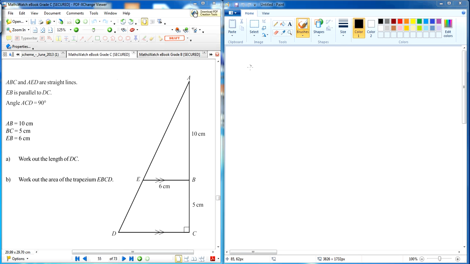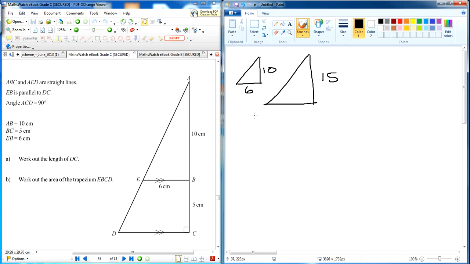Okay, here we go. This is the question I gave you folks to do for classwork. So let's do a quick sketch of our situation. We have a small triangle and a big triangle. So this length is 10. This is 6. This total length is 10 add 5, which is 15. It says work out the length of DC. DC is which one? That's DC in the diagram.